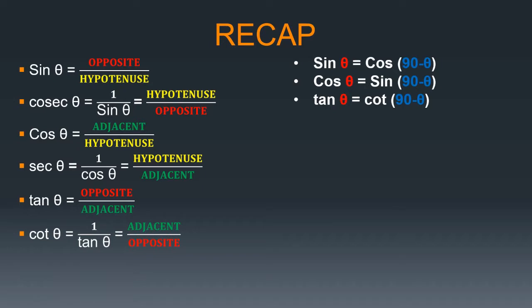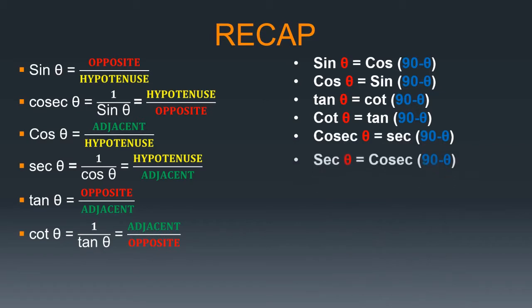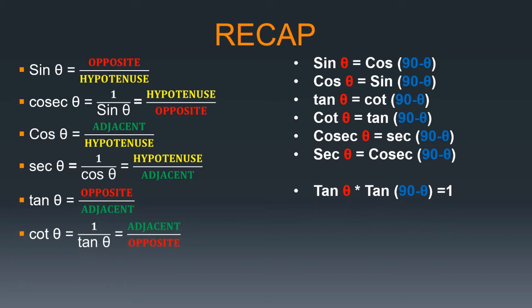Third was tan theta, which is equals to cot 90 minus theta. Next was cot theta, which is equals to tan 90 minus theta. Cosec theta equals to sec 90 minus theta. And sec theta is equals to cosec 90 minus theta. So these were the 6 trigonometric relations. There were 2 more trigonometric relations, which were tan theta multiplied by tan 90 minus theta we got as 1, and sin theta upon cos theta is equals to tan theta.